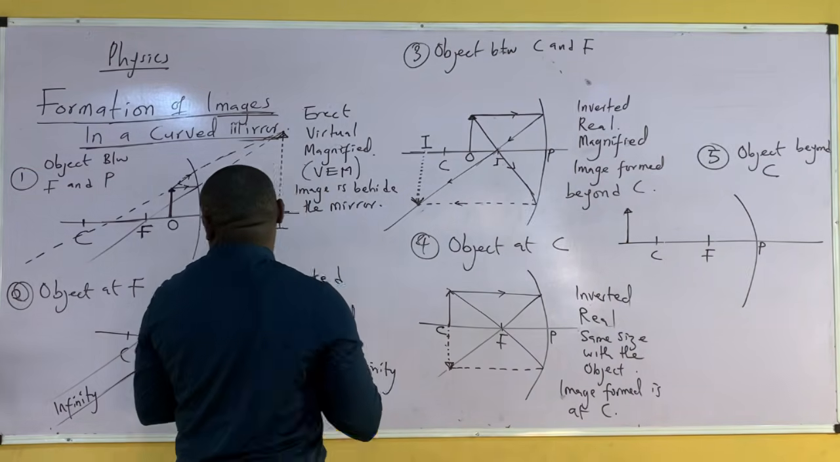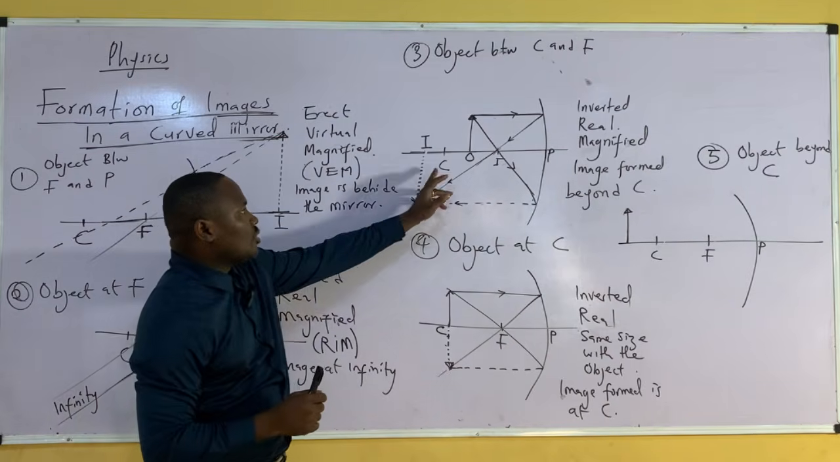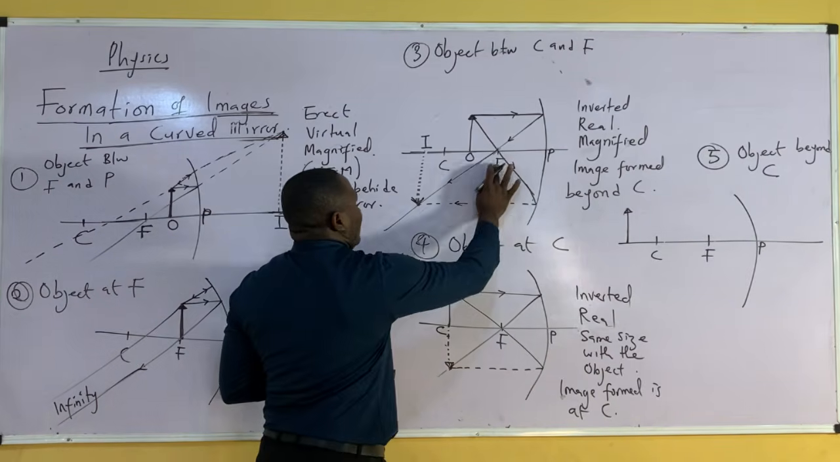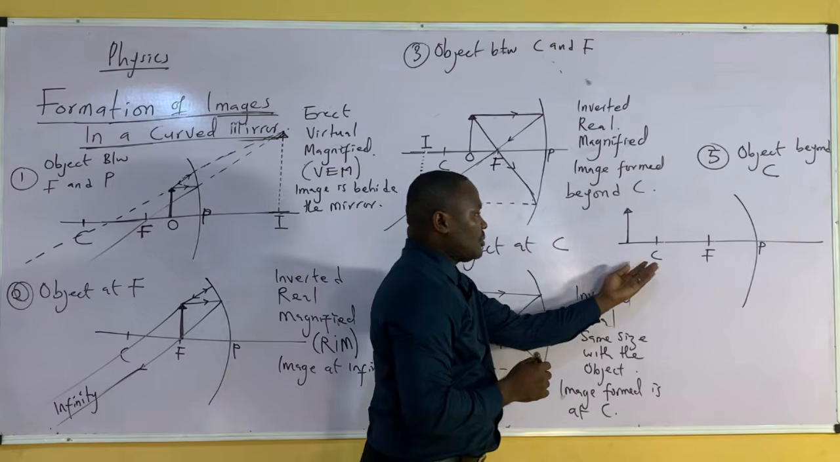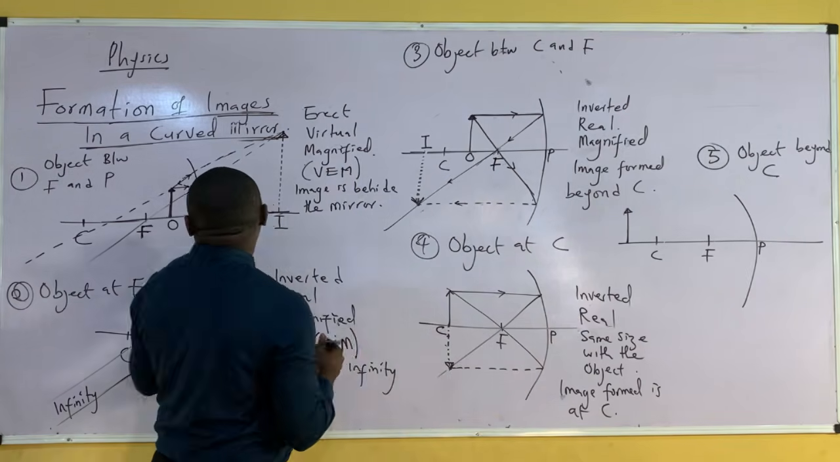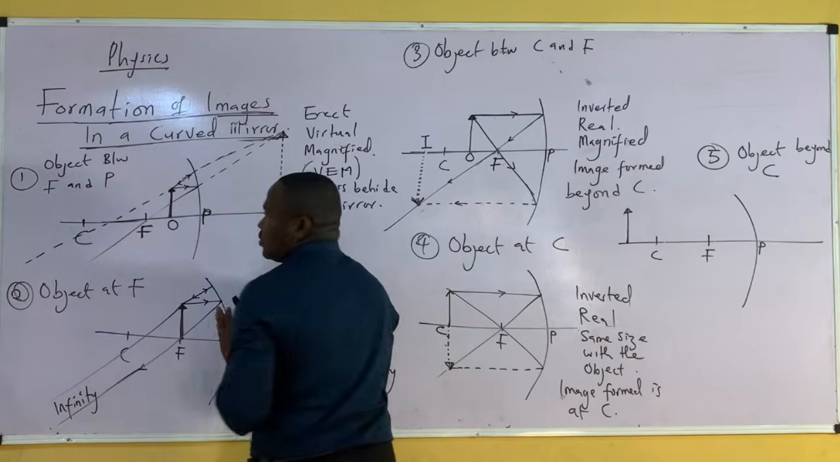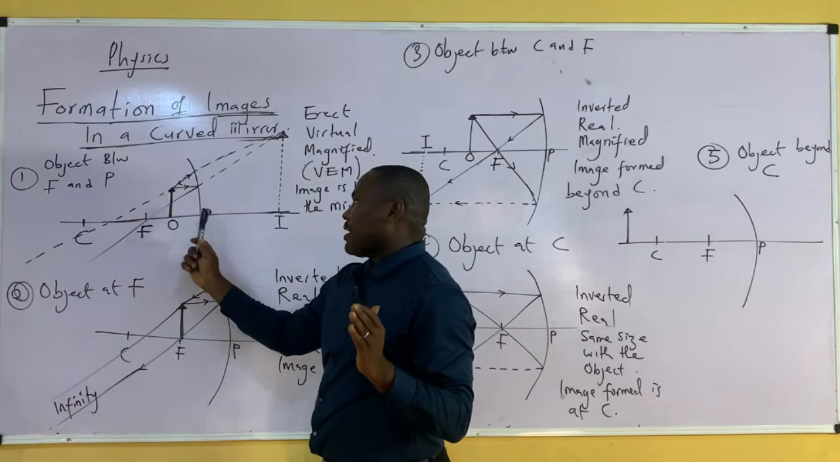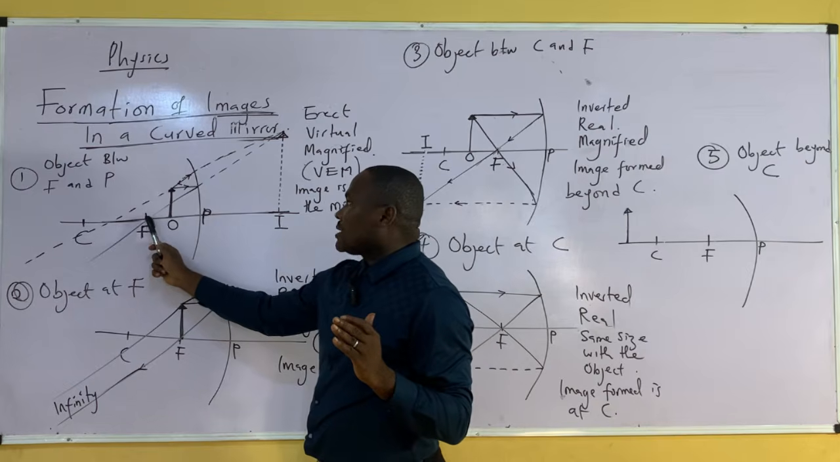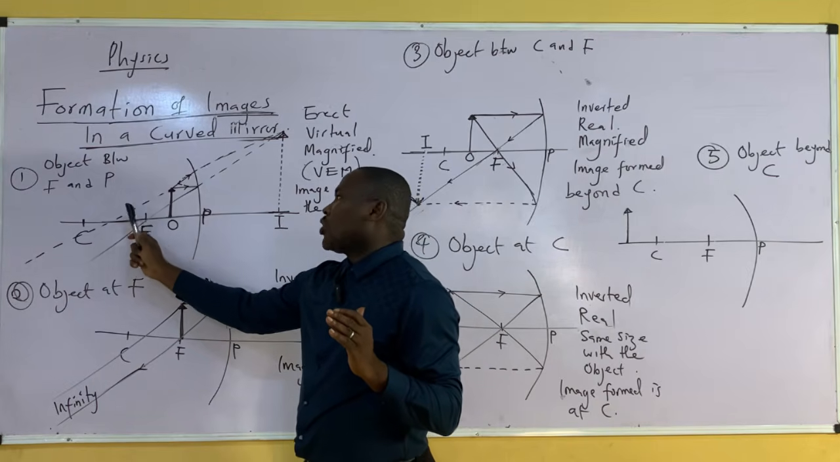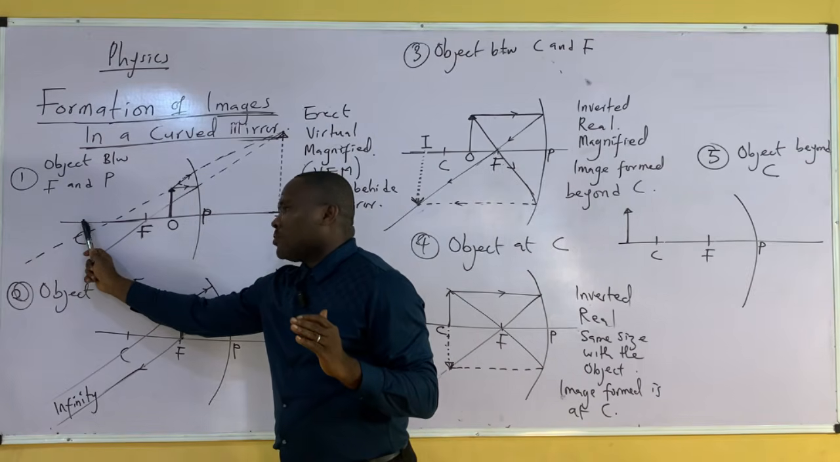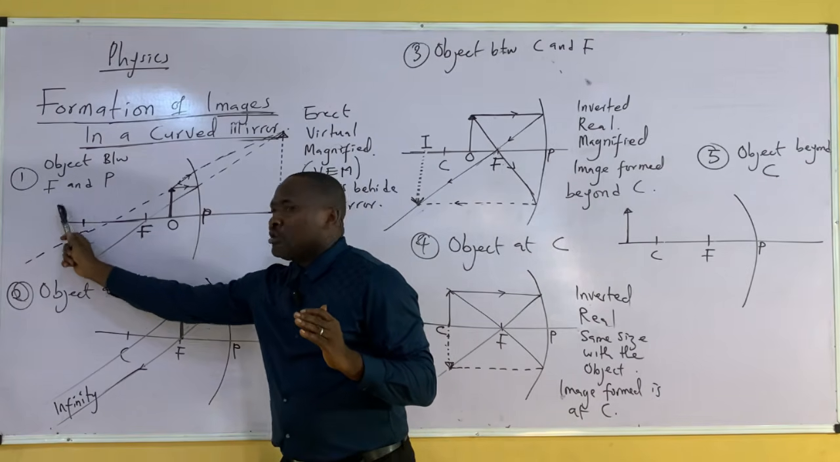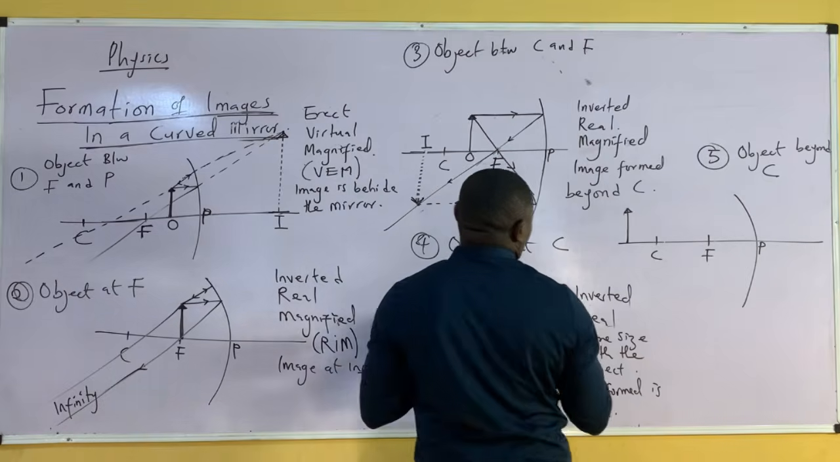Remember, we've done object between C and F. That's what we have here. Now we are doing object beyond C. So I'm pushing the object. We started with object between F and P. The next one was object at F. The next one was object between C and F. Then we did object at C. Now I'm doing object beyond C.